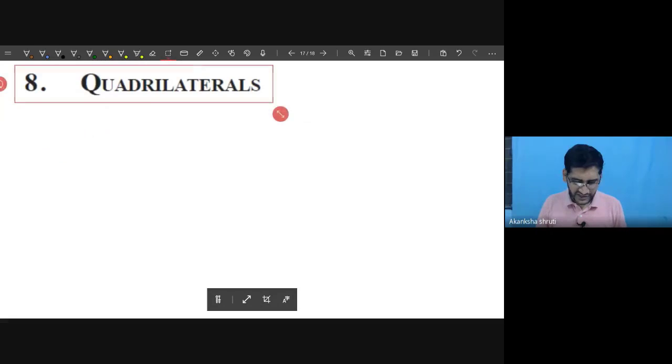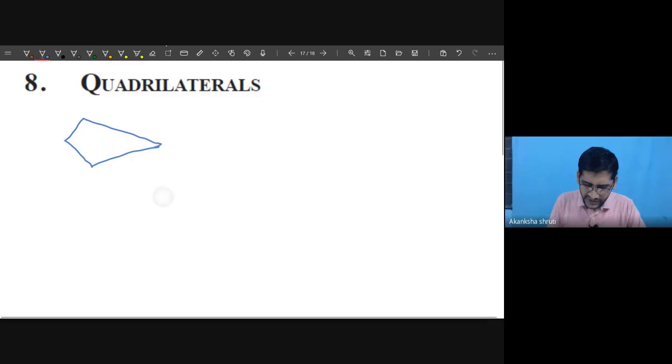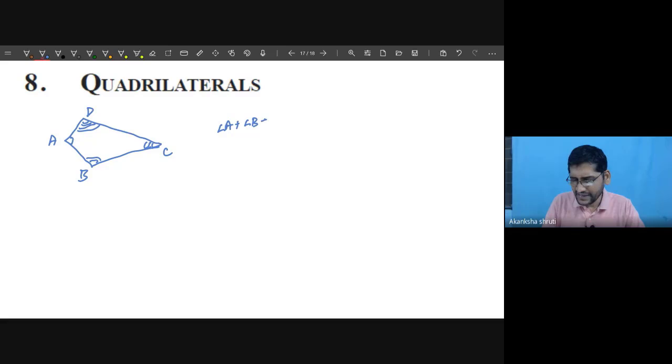So for the quadrilateral, what is the definition of a quadrilateral, student? Any area bounded by four straight lines is called a quadrilateral. The important property of a quadrilateral is that angle A plus angle B plus angle C plus angle D, how much? 360 degrees. Very good.